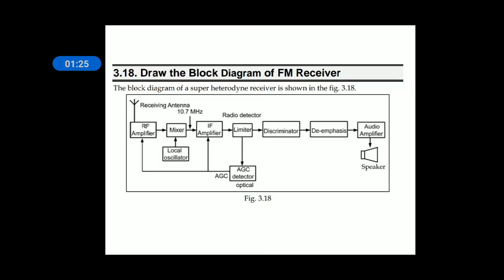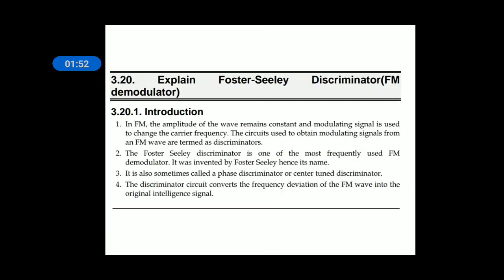Here limiter is a clipper circuit made up of diodes and some batteries, and de-emphasis circuit is used to compensate pre-emphasis circuit which was used in transmitter section. In pre-emphasis circuit, the high frequency components are amplified more, whereas in de-emphasis circuit they are attenuated, and remaining all are same. The next topic is Foster-Seeley discriminator.